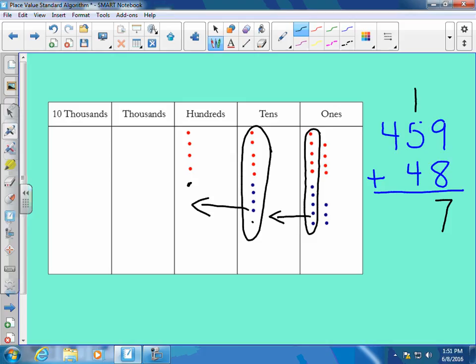We go back to our algorithm, and we say 1 ten plus 5 tens plus 4 tens is 10 tens. So we're going to bring a 0 down into our answer, and we're going to bring a 1 and add it to the hundreds column to represent the 100 that we made when we bundled our 10 tens. And now all we need to do is go back and look at our place value chart and our algorithm, and 400s plus 100s is 5 hundreds. So the answer to the problem, 459 plus 48, is 507.